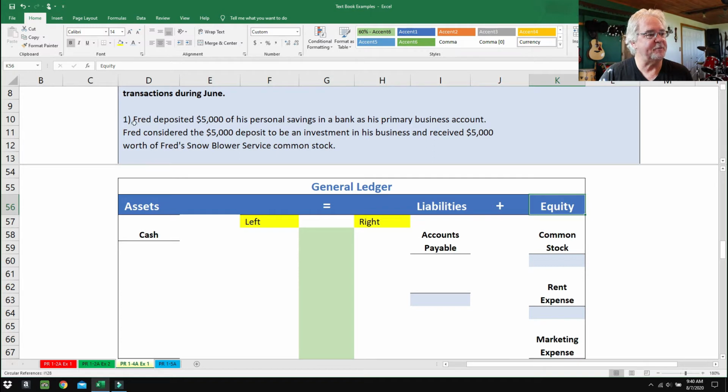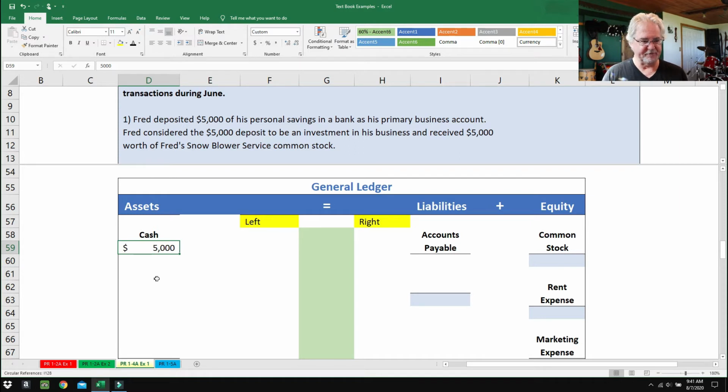Transaction number one: Fred deposited $5,000 of his personal savings in a bank as his primary business account. Now this is Fred's first month of doing business. He's brand new at this, and he's taking $5,000 of his own money. Maybe it's money he had in a jar buried in his backyard or under his mattress or someplace, and he's setting up a bank account, and it's going to be his business bank account. So he's putting $5,000 into that bank account. So let's put it there, $5,000.